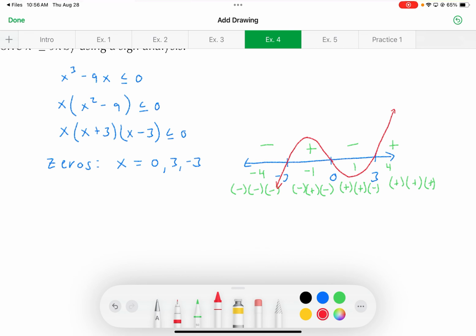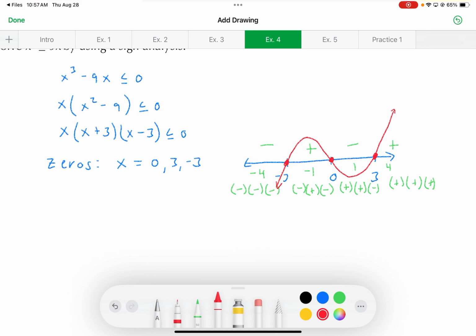Okay, now the zeros themselves, I didn't consider that. Are they part of the solution set? Negative 3, 0, and 3. Are those part of the solution set? Absolutely. Because we have 0 included in the inequality.